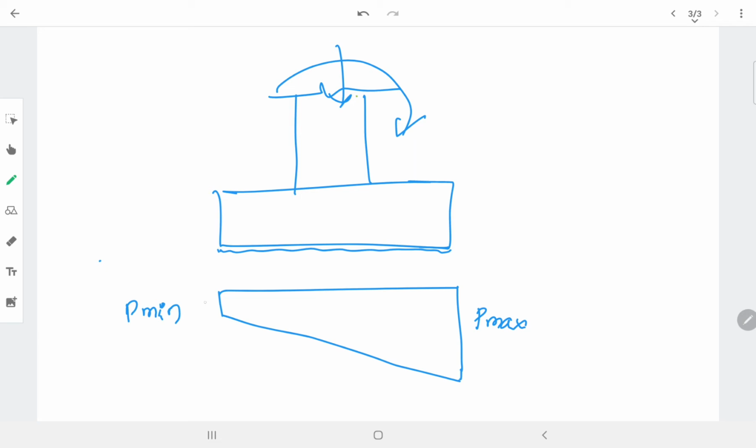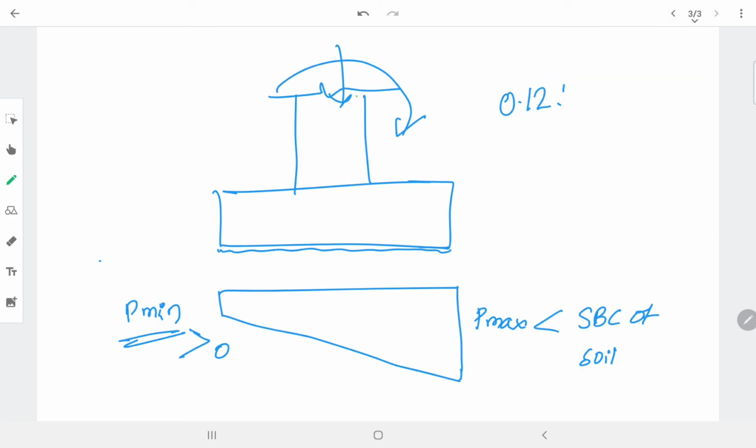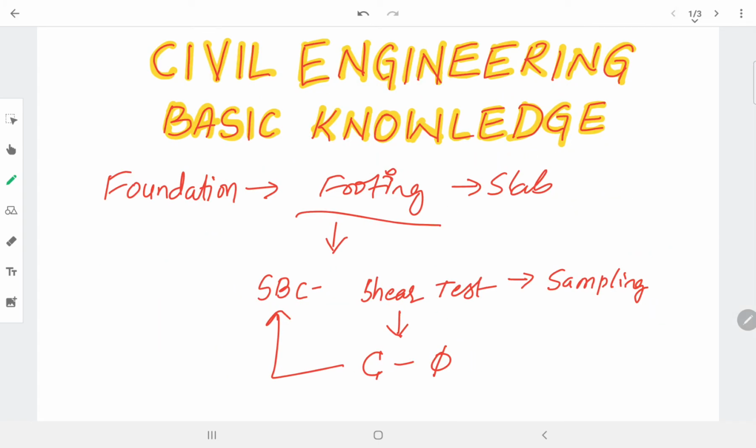These need to be considered whenever there is a moment on the footing. That means P minimum should not be less than 0, that means it should be greater than 0, and P maximum should be less than SBC of soil. You need to maintain these two main properties whenever you design the footing. And apart from this, as I said, the guidelines: minimum percentage of reinforcement is 0.12% for HYSD when you are using HYSD bar. These things are to be kept in mind whenever you design or you study the basic elements.